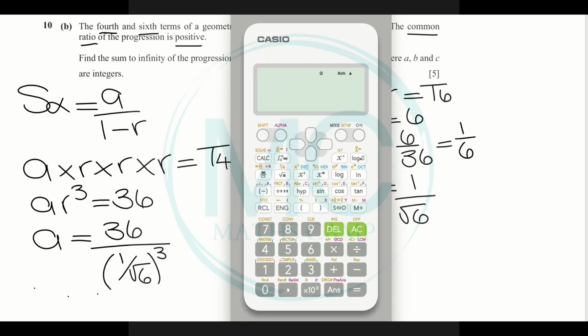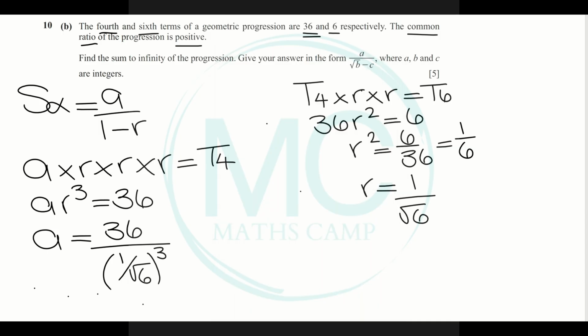Now I can take my calculator and I can say 36 over, open a bracket, 1 over root 6, close the bracket, cubed, is equal to 529.0897844. The problem with using your calculator for this question is that the question tells us that a, b, and c are integers, and we now have an a value with too many decimals. So a better idea is to leave it in this format. Let's see if we can tidy it up a little bit.